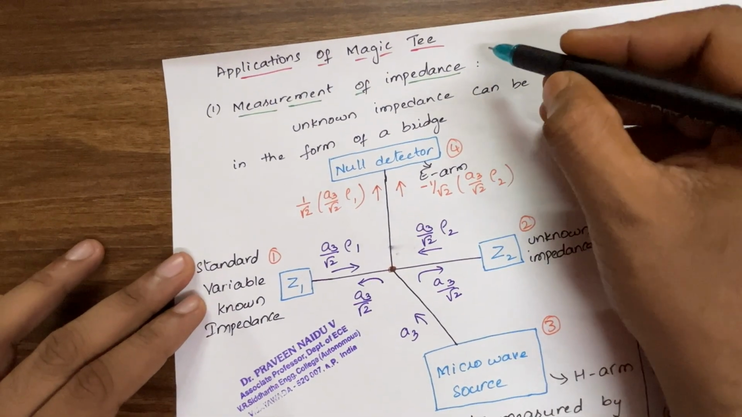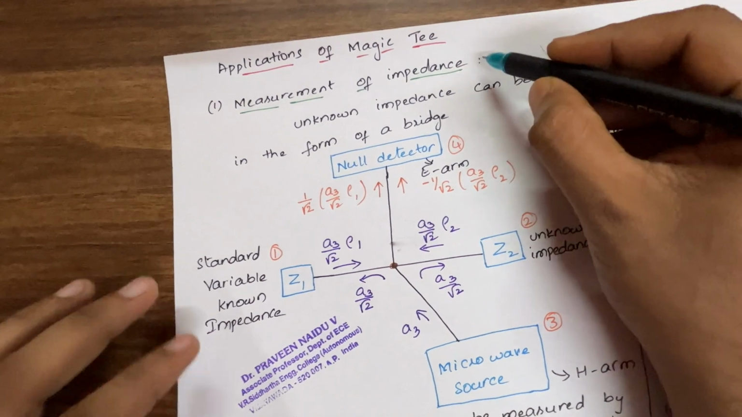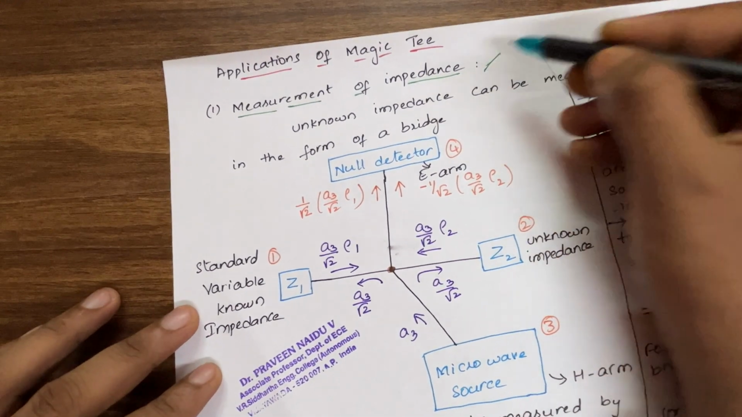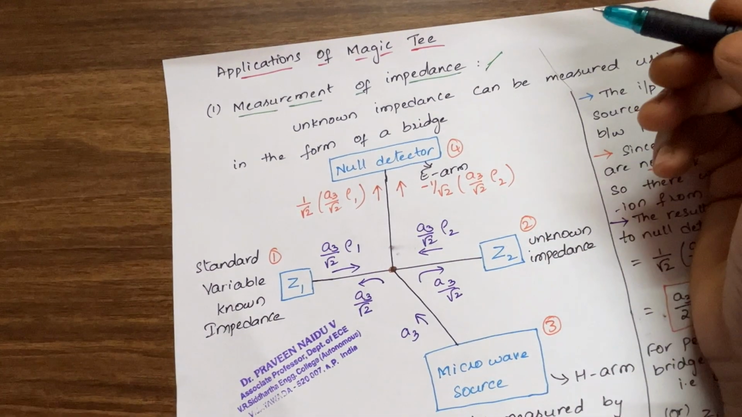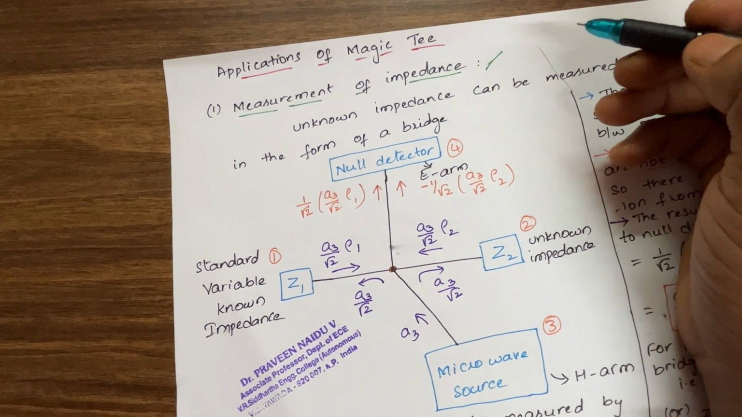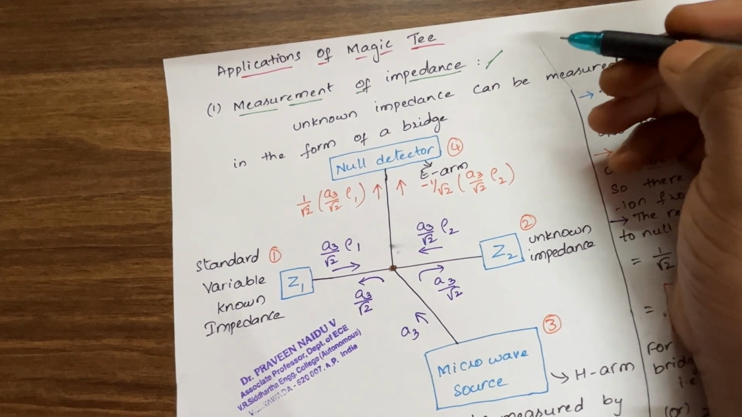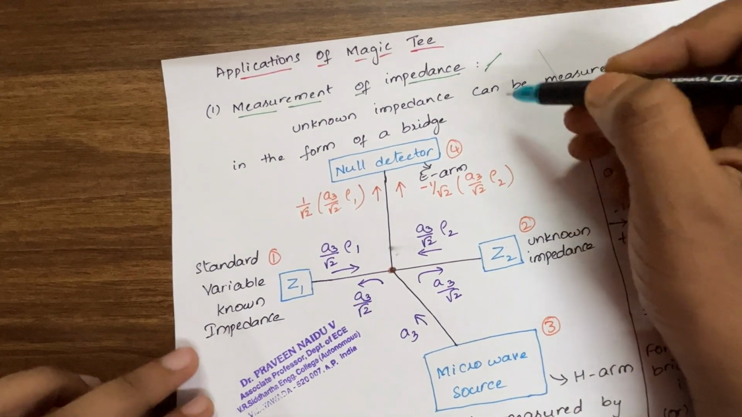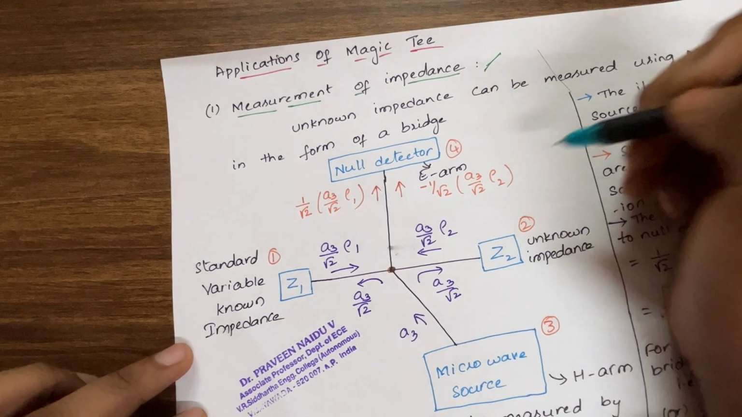The first application is measurement of impedance. That means how to measure impedance by using magic T. That is the first application we are going to see in this particular video.